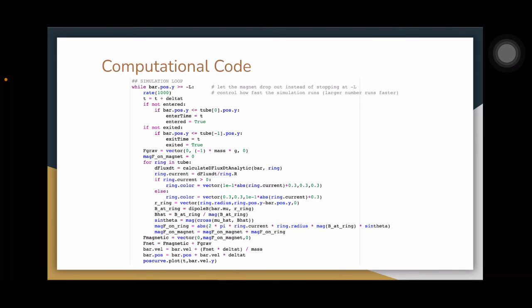After that, we must create a simulation loop for the magnet falling through the tube. This code checks if the magnet is in the tube first, and then it iterates across rings to find the net magnetic force on the magnet. Once that is complete, the magnet's acceleration is found, and then it changes the magnet's position accordingly. After that, the magnet's position and velocity versus time are plotted on the graph.